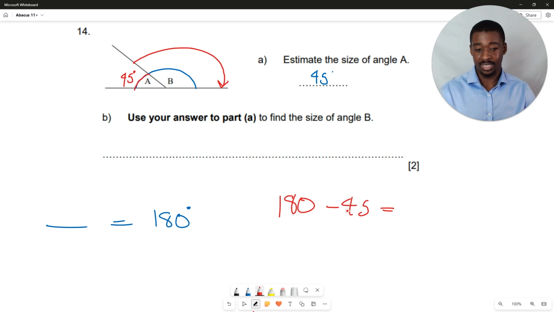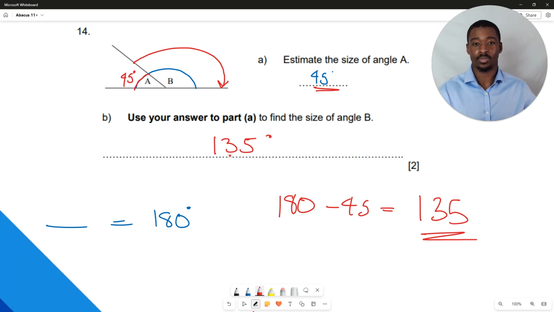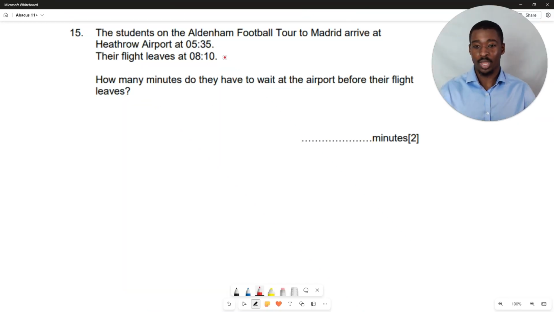And we can simply take this as 180 minus 40, giving us 140, and then we minus the extra 5, giving us 135. So the size of angle B, based on angle A being 45 degrees, will be 135 degrees.